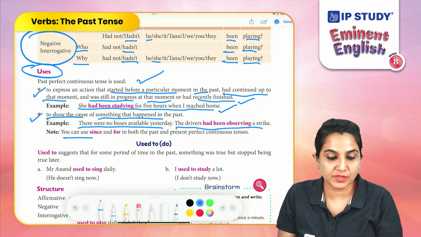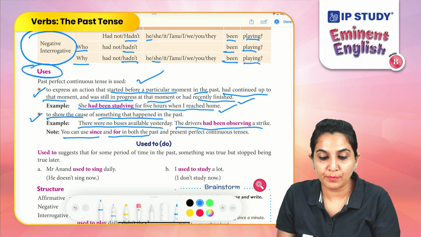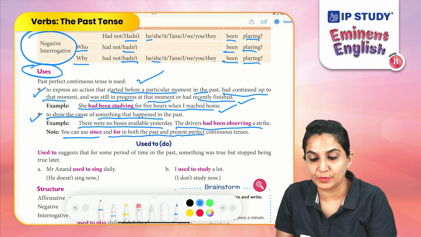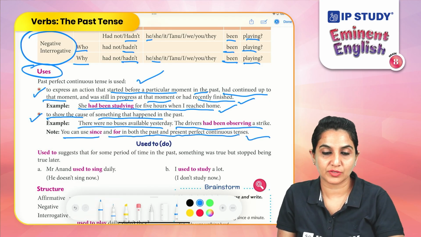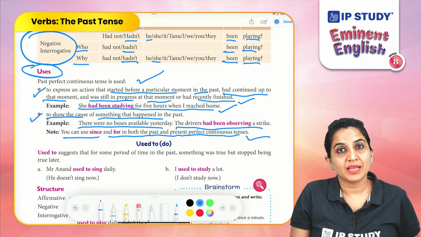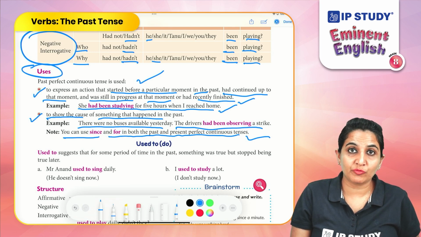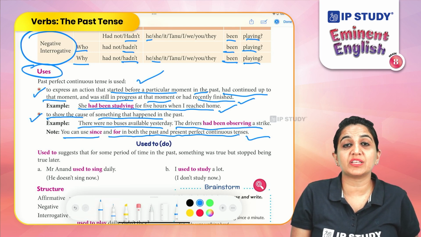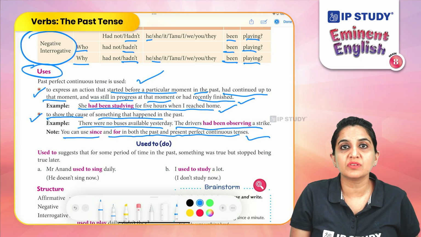You can use since and for in both past and present perfect continuous tense. So using since and for, the rules are the same. When we express a definite time, we use since. But when we express a period of time, we use for.